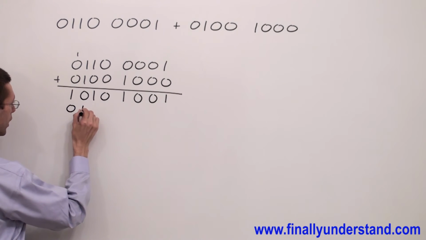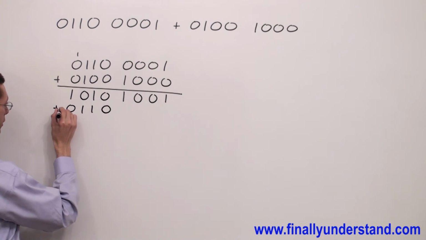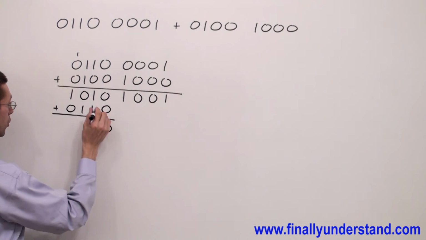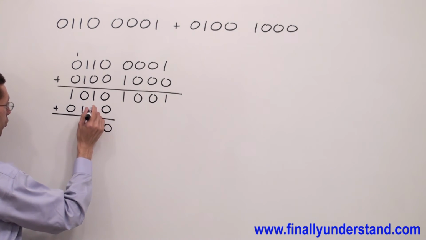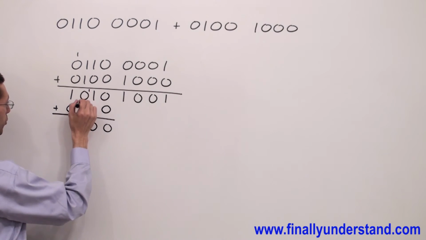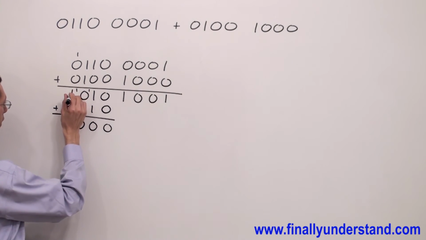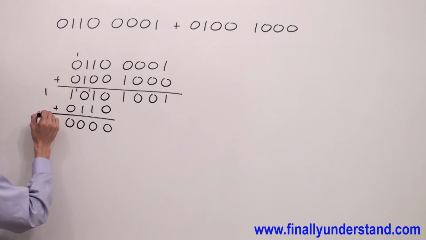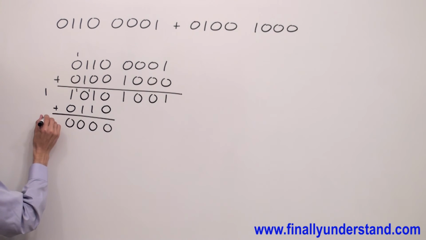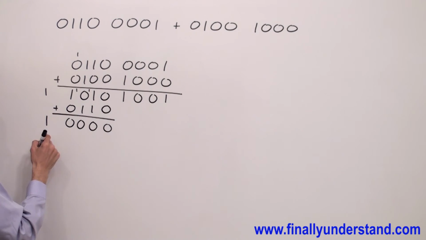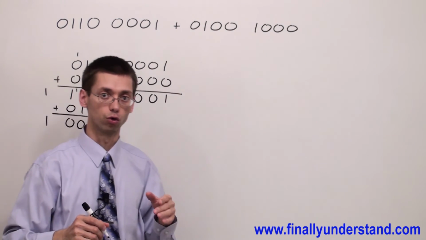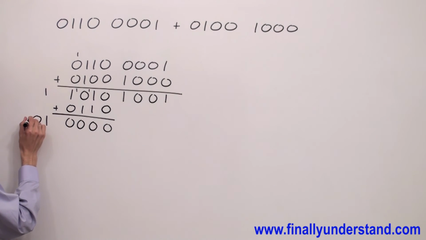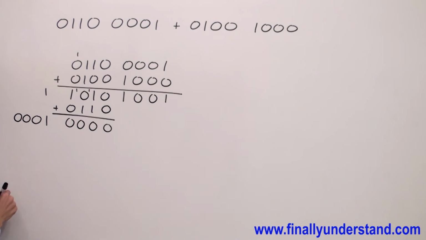So I have 0, 1, 1, 0, plus. 0 plus 0 is 0. 1 plus 1 is 2, and carry of 1. 1 plus 1 is 2, and carry of 1. 1 plus 1 is 2, and carry of 1. This carry of 1 is supposed to come down. Keep in mind that we're supposed to have groups of 4 bits. I have just 1 bit over here, so the remaining bits are zeros.